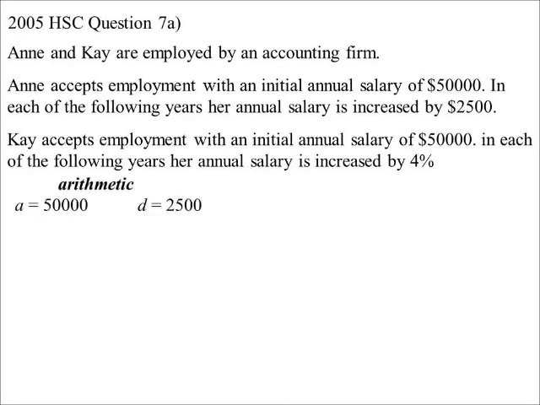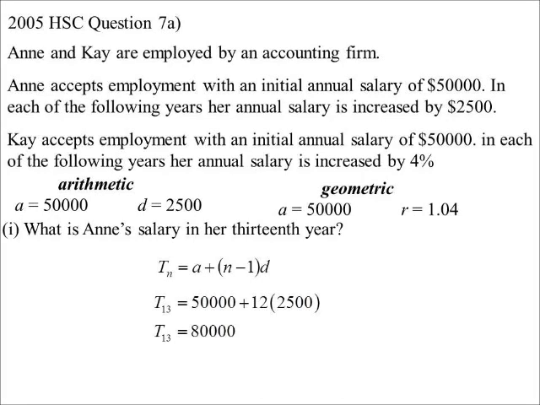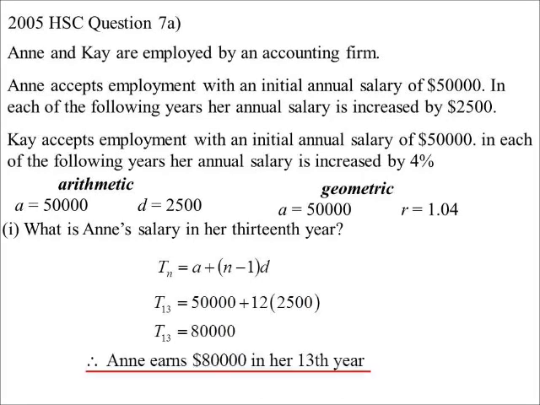So the arithmetic one, first term is 50,000. Common difference, we're going up by 2.5 each time. The geometric one, also 50,000 for the first term, increased by 4%, so the ratio is 1.04. So the question is for Anne's salary. So Anne was the left. Put it into our general term. We want term 13. So 80,000 would be in her 13th year.